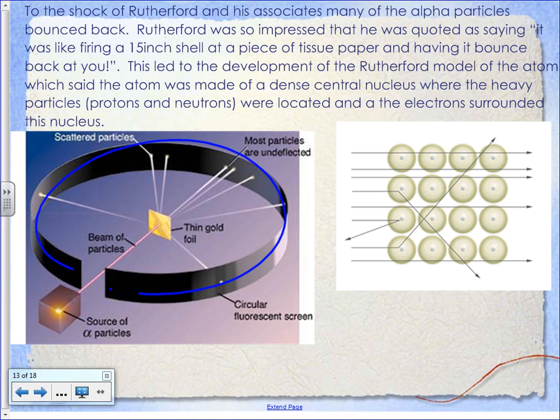He said it was like shooting a .50 caliber shell, like a big giant bullet, at a piece of paper and having it bounce back. It's a little dramatic, but okay, he had the particles hitting the foil and essentially being scattered, proving that this is in fact what the atoms in that gold foil looked like. Sure, they're tightly packed from our perspective.